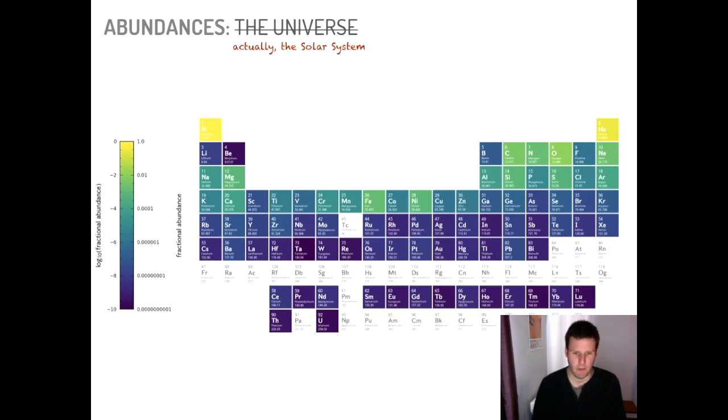With all of our different processes that we'll talk about later, ultimately we're going to try and explain this entire diagram: why there is so much hydrogen and helium, and why there is so little gold. But also more generally, where does the gold come from in the first place?